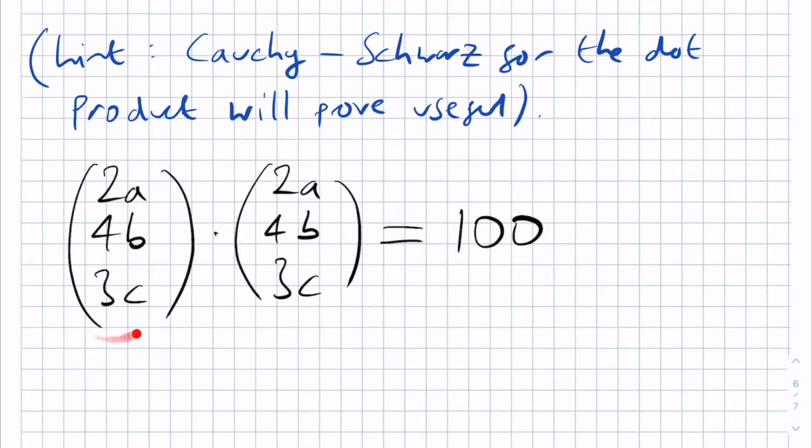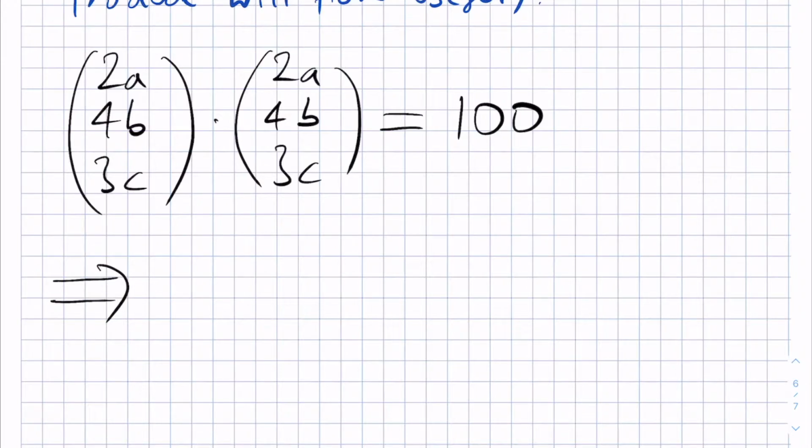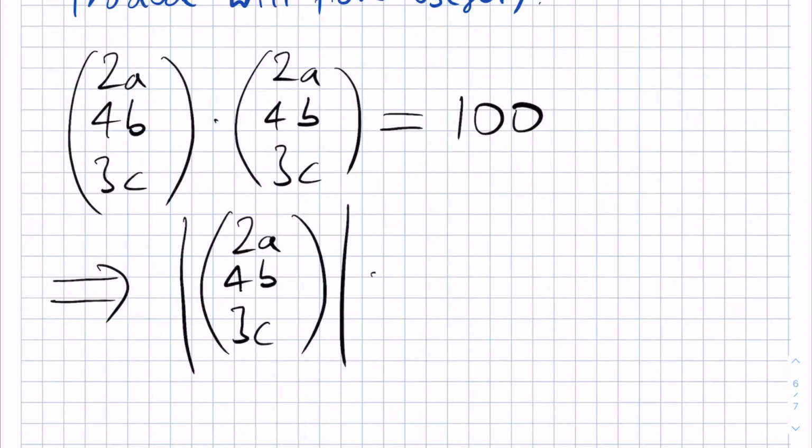Because we have the same vector dotted with itself, we can instead write this as the magnitude of the vector 2a, 4b, 3c as being equal to 10, because this is the magnitude squared, which is equal to 100.